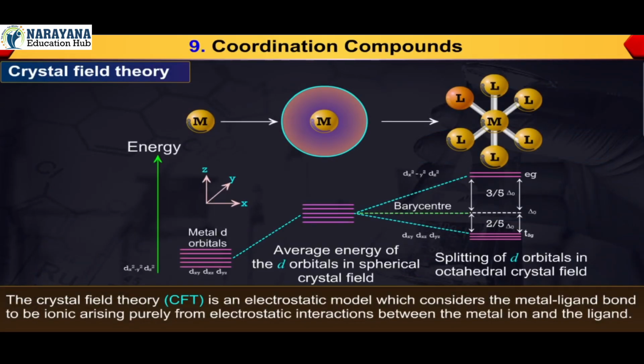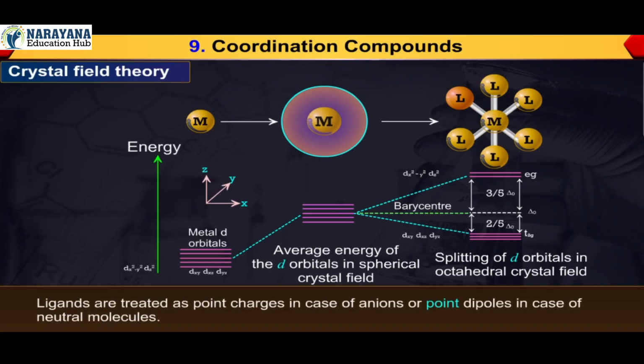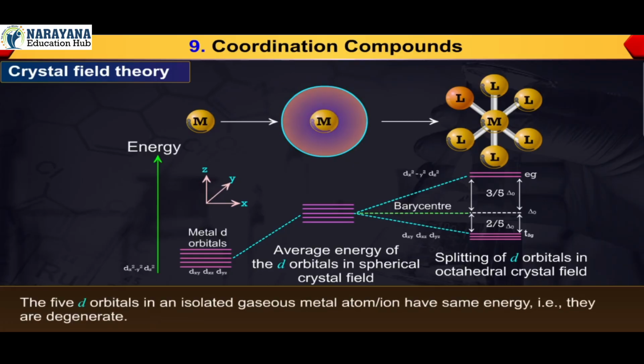Crystal field theory. The crystal field theory, that is CFT, is an electrostatic model which considers the metal-ligand bond to be ionic, arising purely from electrostatic interactions between the metal ion and the ligand. Ligands are treated as point charges in case of anions or point dipoles in case of neutral molecules. The 5 d orbitals in an isolated gaseous metal atom or ion have the same energy, that is, they are degenerate.